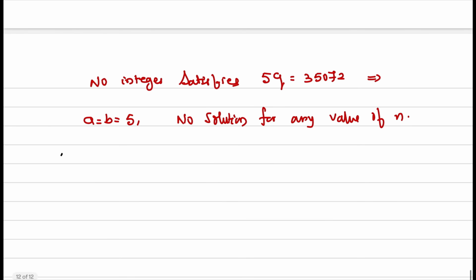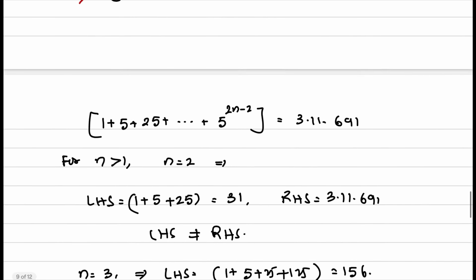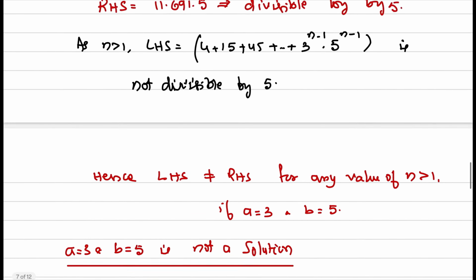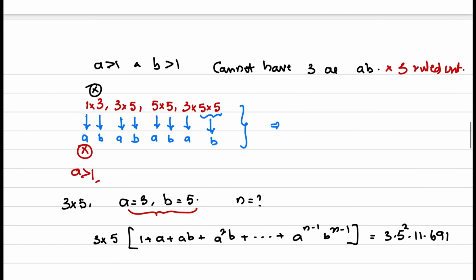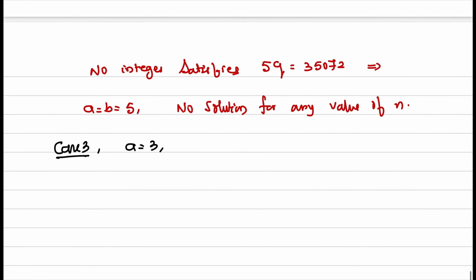Now, case 3. What is case 3? A is equal to 3 and, because from the factors, a is equal to 3 and b is equal to 5 into 5, that is 25. Let us see if there is any solution.